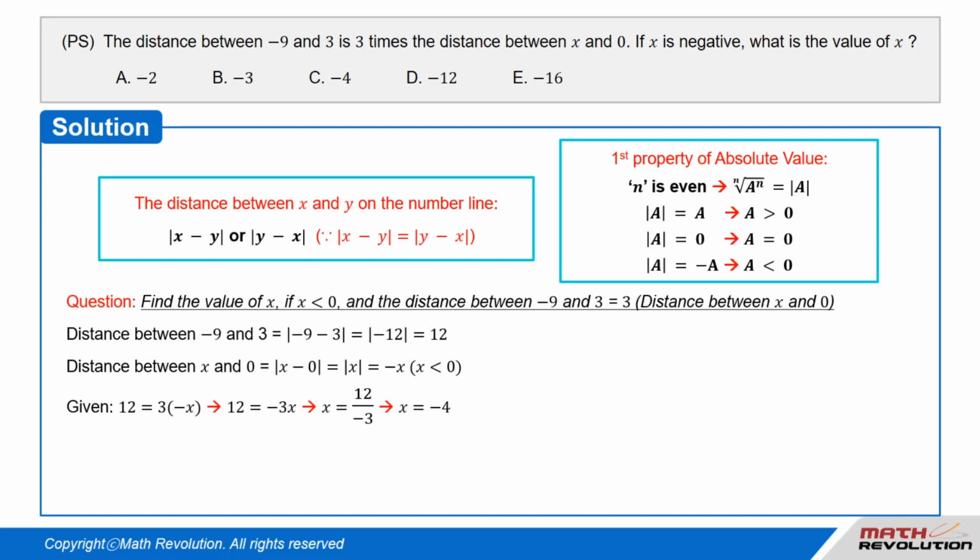According to the given information, 12 equals 3 times -x, or 12 equals -3 times x. So x equals 12 over -3, and x equals -4.